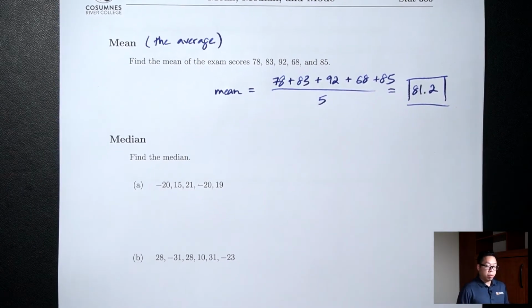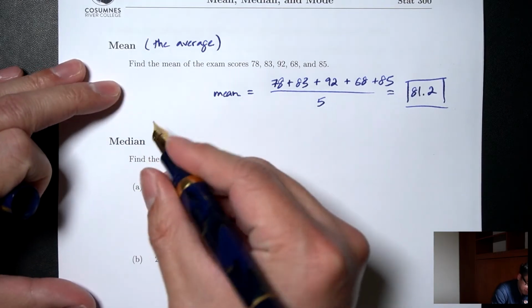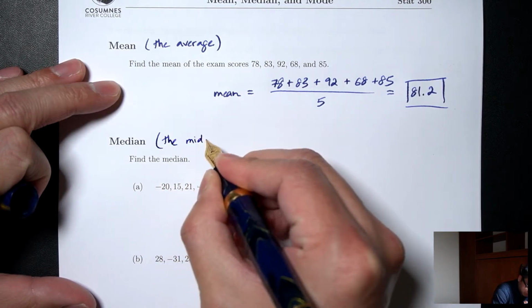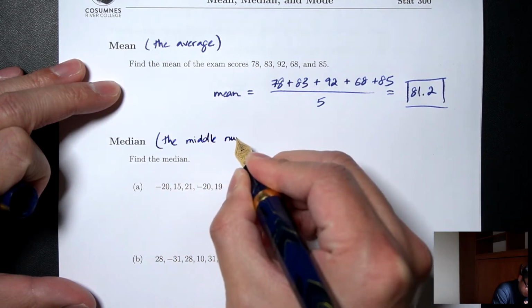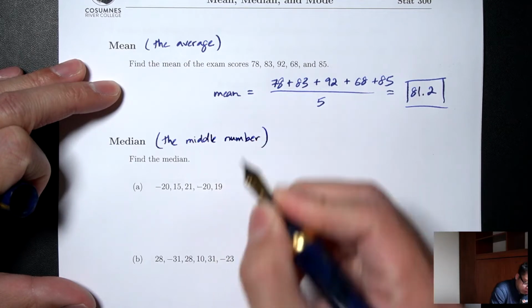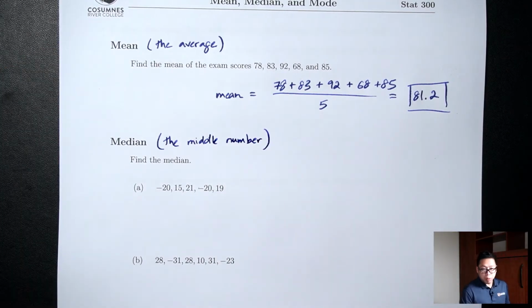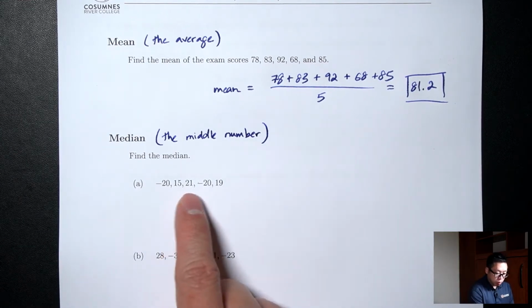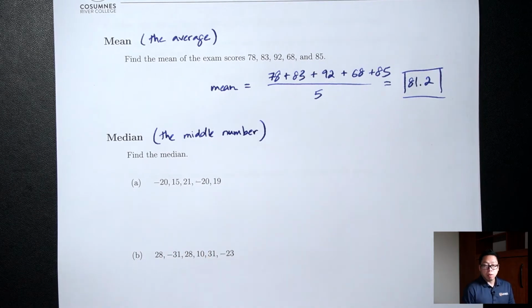The next measure of center is the median, and the median just means the middle number. After you put the data in order first. So the first thing we need to do is put the data in order. First example here, negative 20, 15, 21, negative 20, 19. First thing I'll do is put the data in order from smallest to largest.